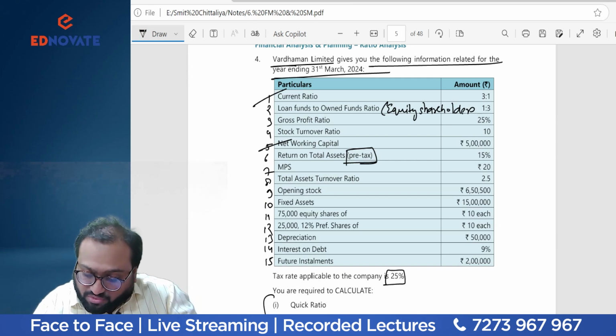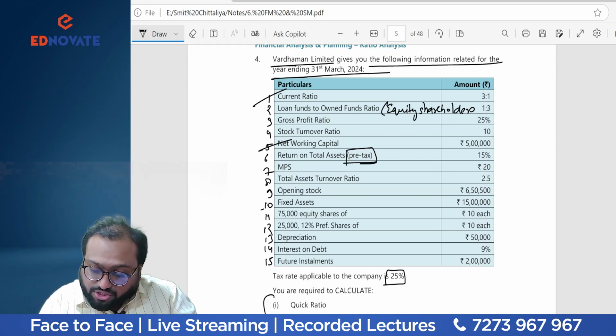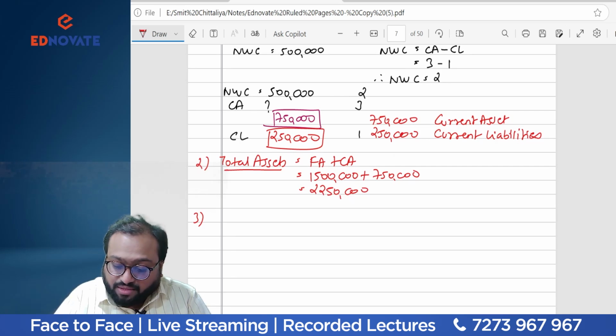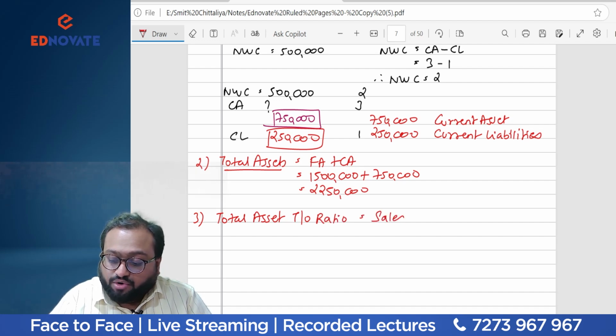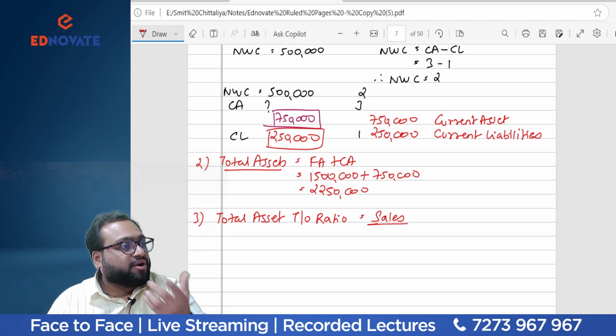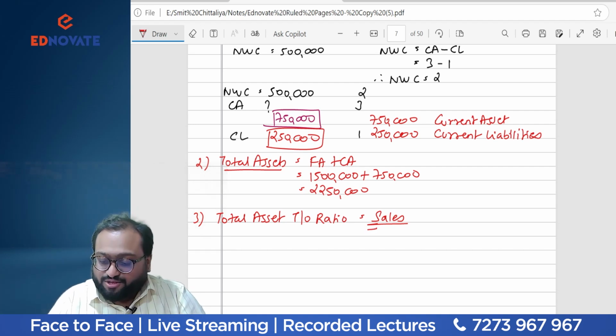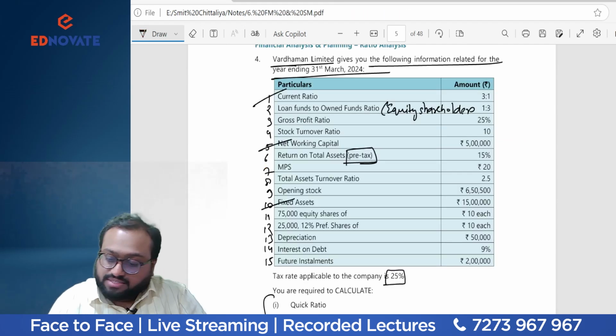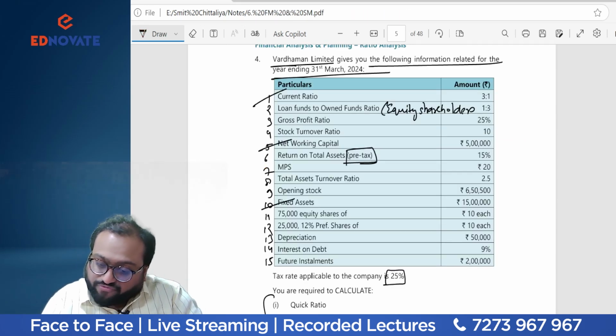And I can see one thing over here. There's a total asset turnover ratio. With the help of total asset turnover ratio, I can find out something. Total asset turnover ratio is nothing but sales upon total assets. I'll be able to find out sales. Wow. See, I told you now, one thing you find out, you'll get the other things very easily. So I have total assets over here as 22 lakhs. My total asset turnover ratio is how much? 2.5 times.